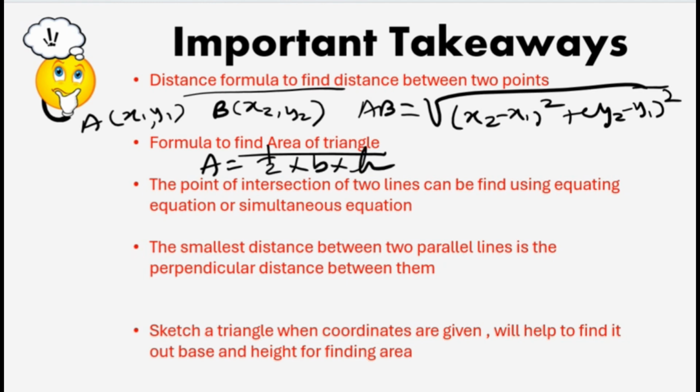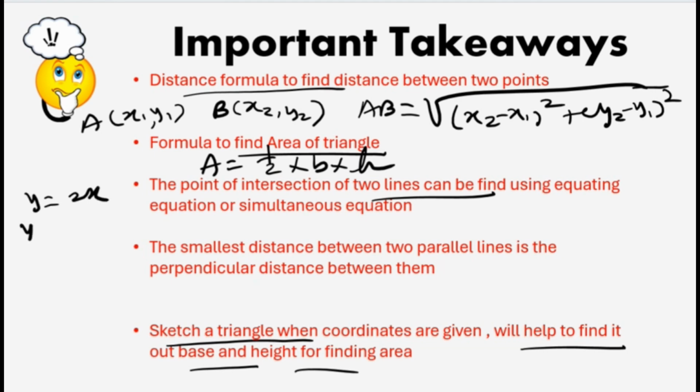Now to find the base and height, you have to sketch a triangle. If the coordinates are given, that help you to find it out, base and height, so that help you to find area. Now the point of intersection of two lines can be found using equating equations or simultaneous equation. For example, you have a two straight line, y is equal to 2x, y is equal to 3x plus 5. So you can equate this. 2x is equal to 3x plus 5. Find the x coordinate, substitute in any of the equations, will give you y coordinate.